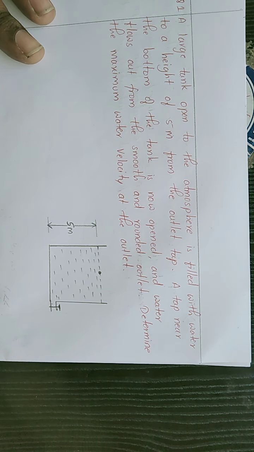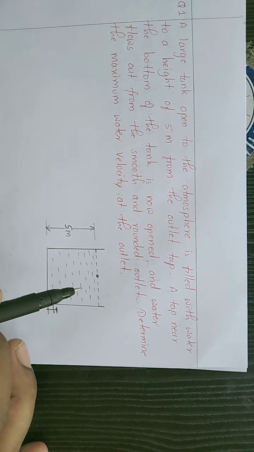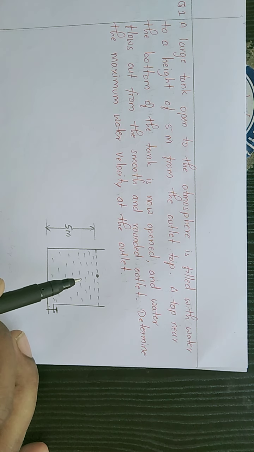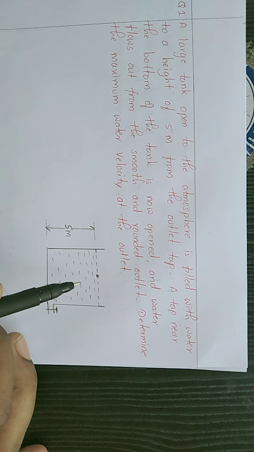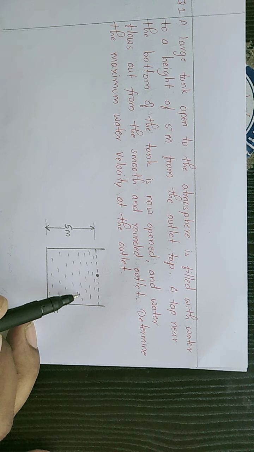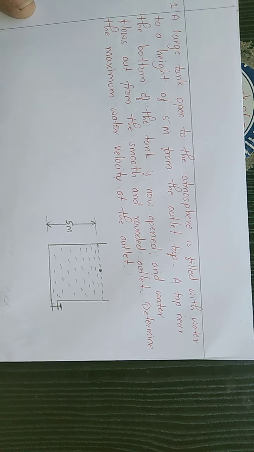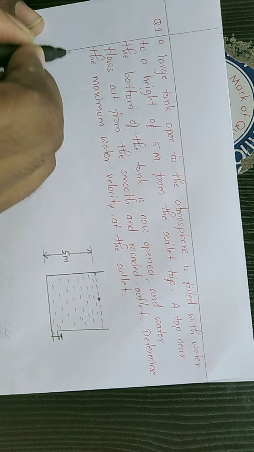Now, how do we assume that this is a problem on Bernoulli's equation? The first thing is, in this problem there are no devices like a pump, turbine, or any components wherein large frictional losses are involved. If such devices are not involved in a problem, then you should assume that this problem is on Bernoulli's equation. Once you decide the problem is on Bernoulli's equation, then immediately you write the formula of Bernoulli's equation.